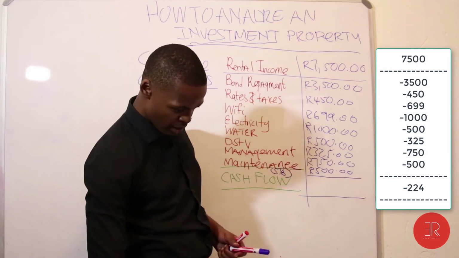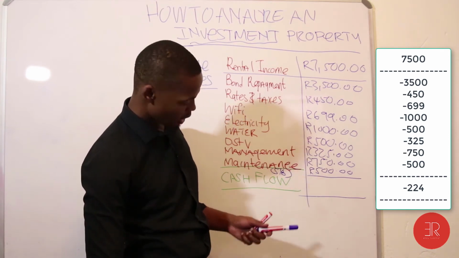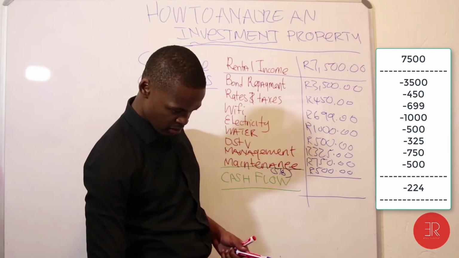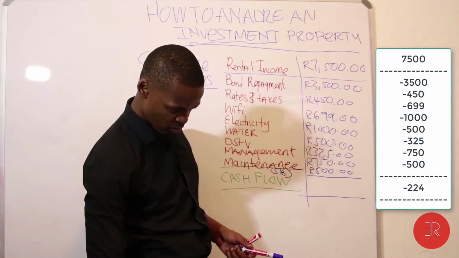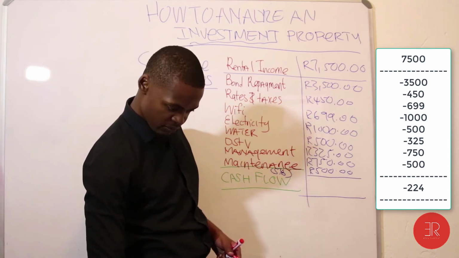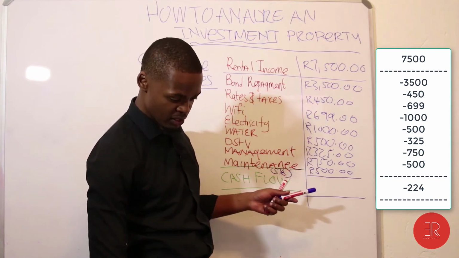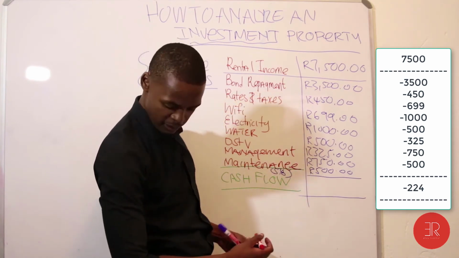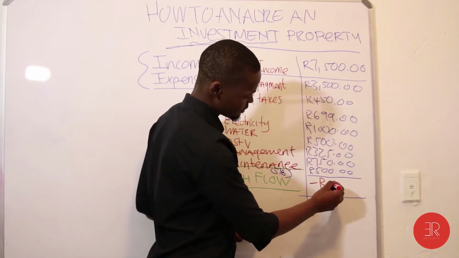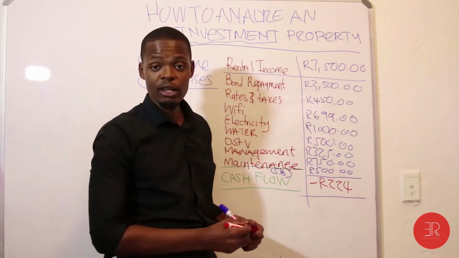You minus your 325 for your DSTV, and then you take out your 750 for your maintenance. And then you take out 500 there for your management, and then now you take out 500 for your maintenance. So as you can see, you're actually in the negative here. You're negative 224.